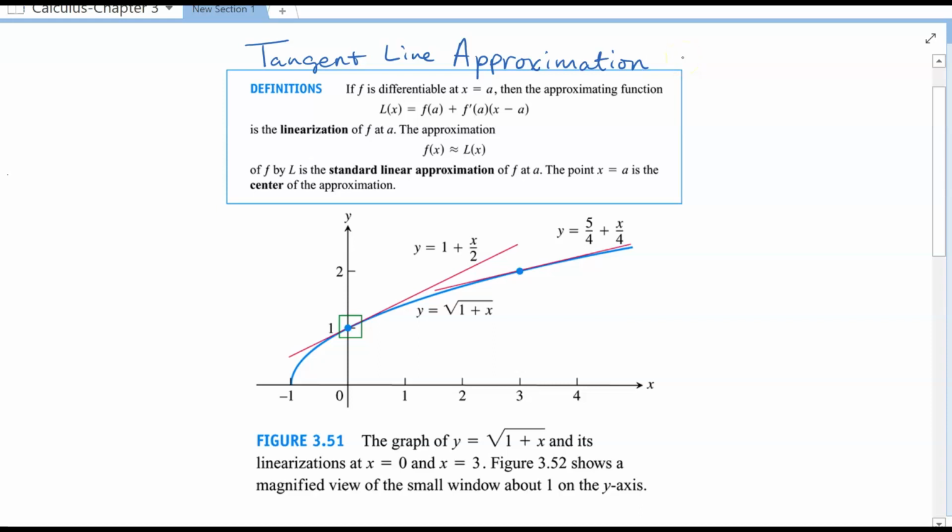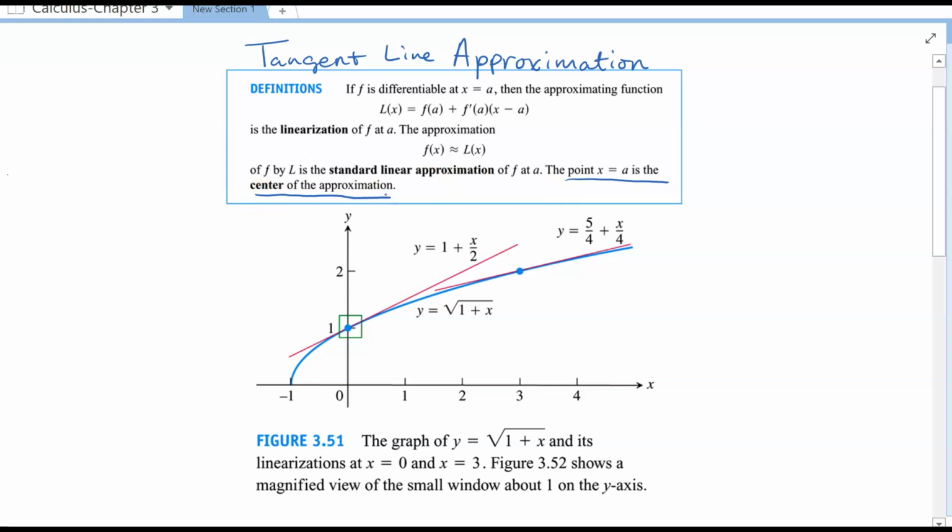It says if f is differentiable at some point x equals a, then the approximating function L of x equals f of a plus f prime of a times x minus a is the linearization of f at a. The approximation is that f of x is approximately the linearization of x. This is what they call the standard linear approximation. I call it tangent line approximation, but it's the same thing, okay? And they say, most importantly, that the point x equals a is the center of the approximation.